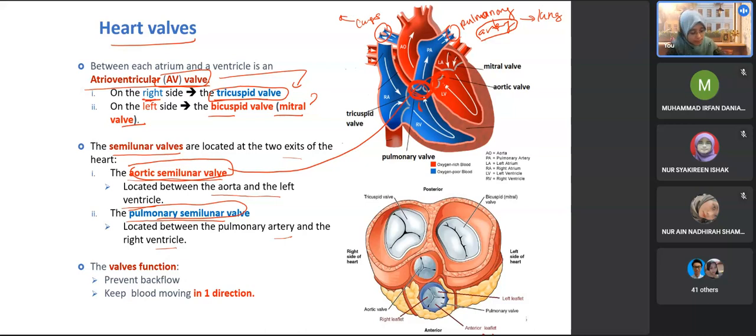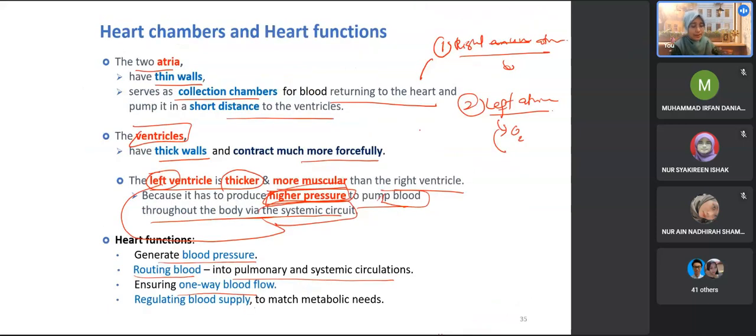Okay, so what is the function of the valves? It is to prevent backflow of blood. Okay, prevent backflow of the blood. So it also keeps the blood moving in one direction only. So darah tu takkan berbalik ke belakang lah kan. Okay, so that's the heart structure.